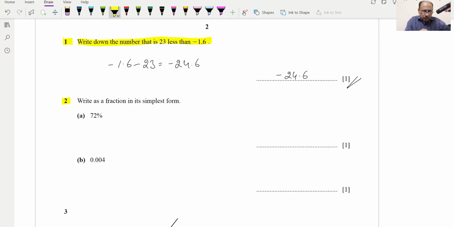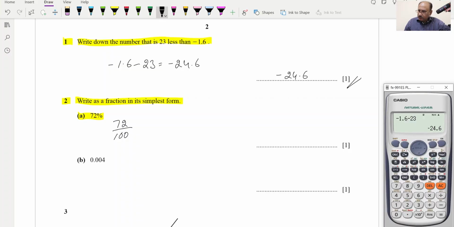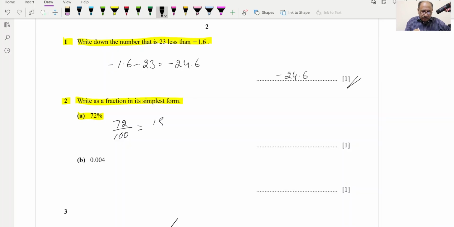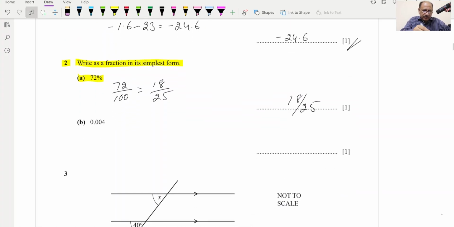Now question number 2, write as a fraction in simplest form 72%. So 72% we can write as 72 over 100, or what we can do, we can write directly 72 and the percentage symbol and press the equal to button. It will be 18 over 25, so we can simplify as 18 over 25. 18 over 25 will be our final answer for this part.